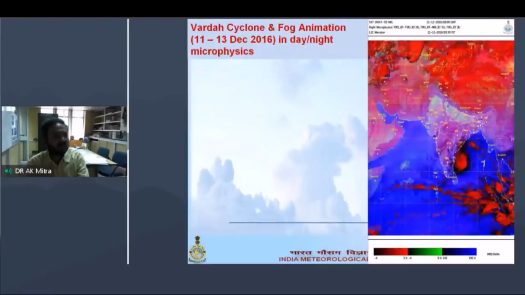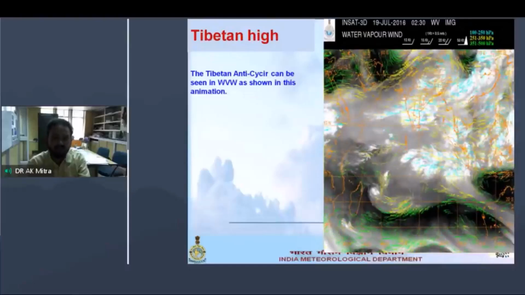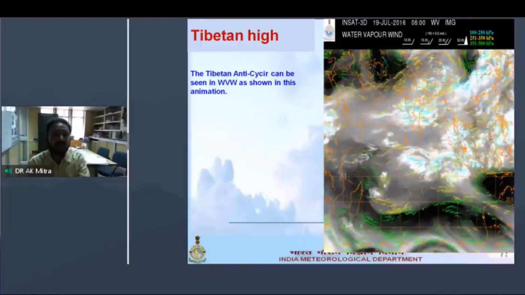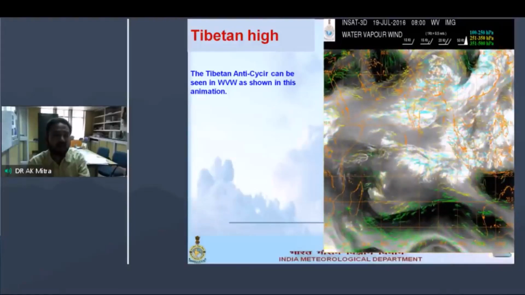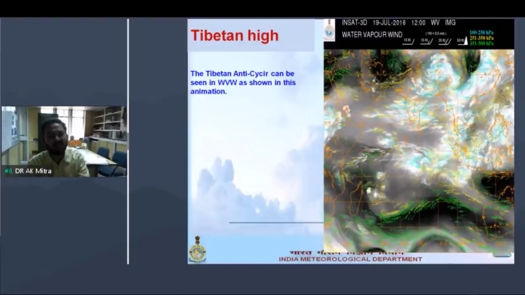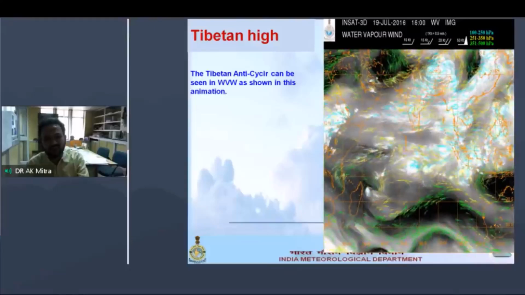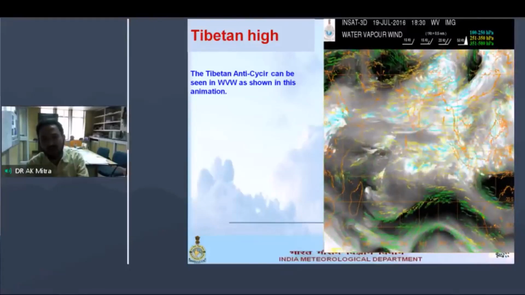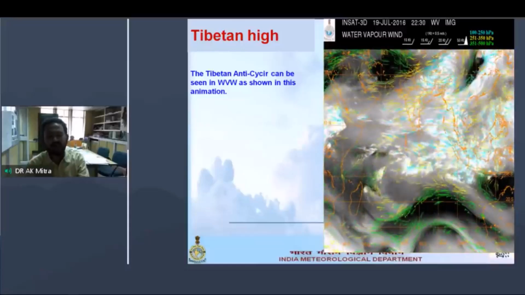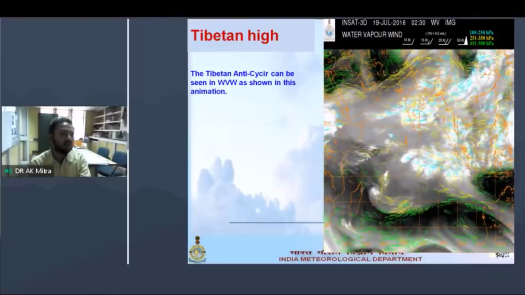Now this is the cyclone part, and this is a Tibetan high. This is also very important during the monsoon month. So what we are looking at is what will be the level of middle level moisture and higher moisture. If we can see, the circulation pattern is very well captured from the satellite derived wind. This wind we are getting hourly. So now if you put it to the animation, you will be able to see where the anticyclonic circulation is getting developed.